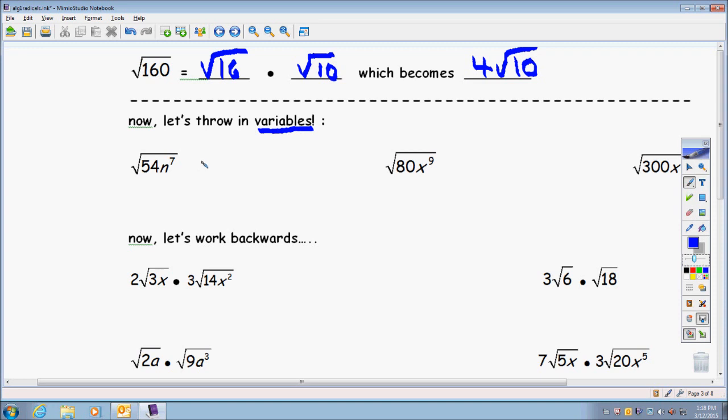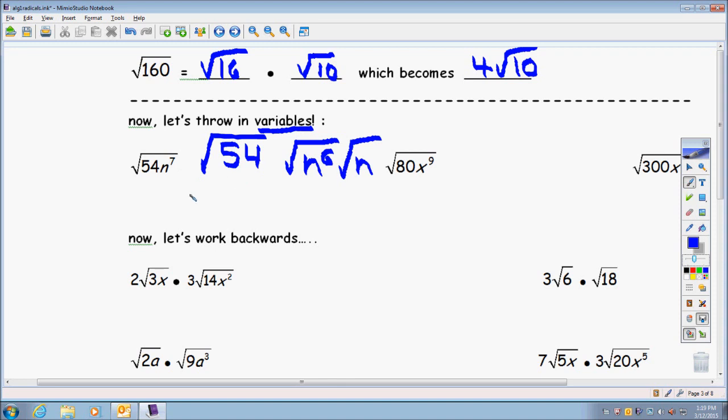So radical 54, we want to simplify that. And then we want radical n to the 7th. What you do when you have an exponent, an odd exponent, is you subtract 1, and we're going to write it as n to the 6th. And that's going to leave 1 left over, so we're going to write that right there. Remember, n to the 6th times n is n to the 7th.